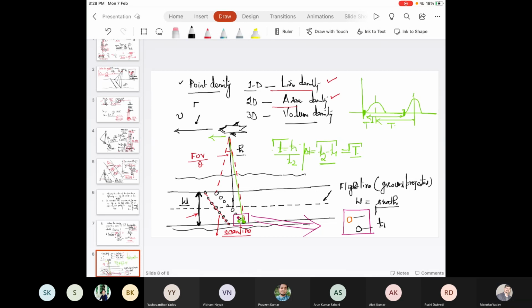T2 is fired after time period T. By that time, the aircraft moves in the forward direction. What will be the shift in the forward direction between these two? Who will tell me? So V into t2 minus t1. Correct. So the shift will be d t1 t2 is equal to the speed of the flying aircraft into t2 minus t1.